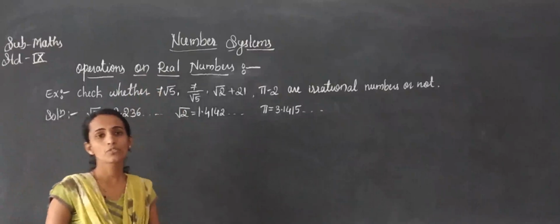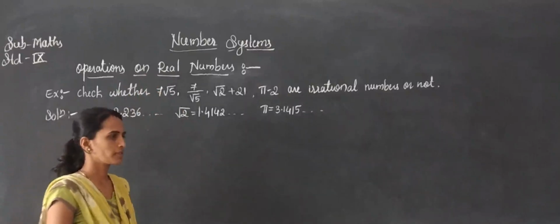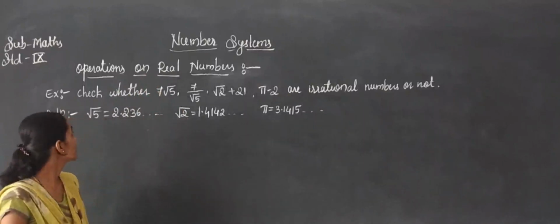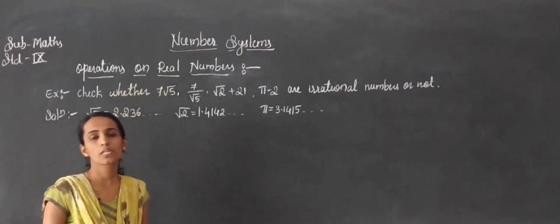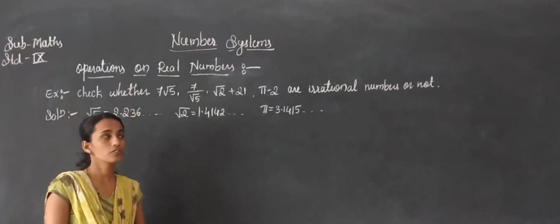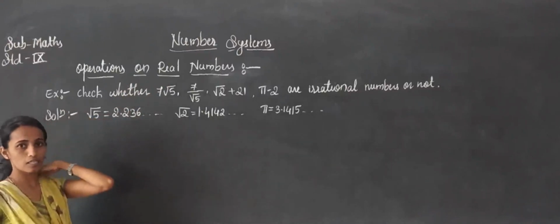Yesterday in class we started the representation of real numbers on the number line. We studied the real numbers. In this class we are going to study the operations on real numbers: addition, subtraction, multiplication, and division. These are the operations on the real numbers.